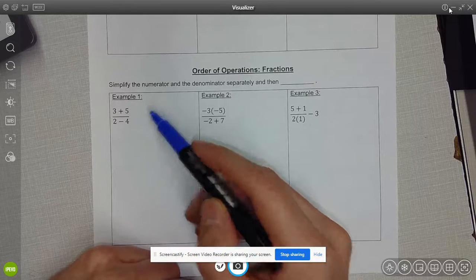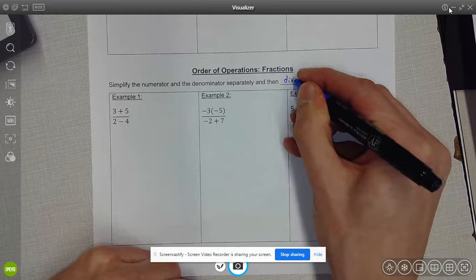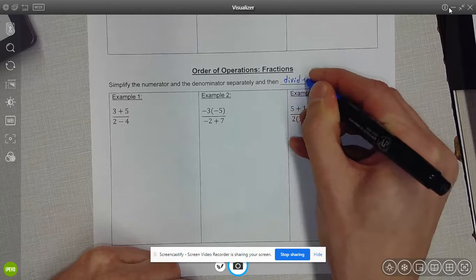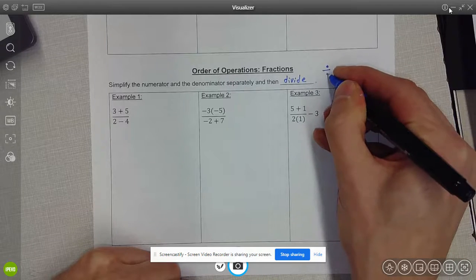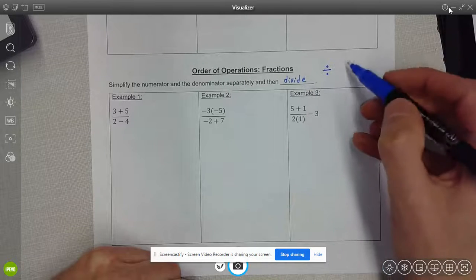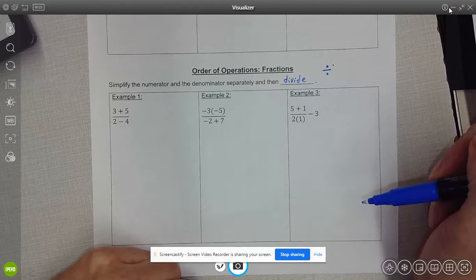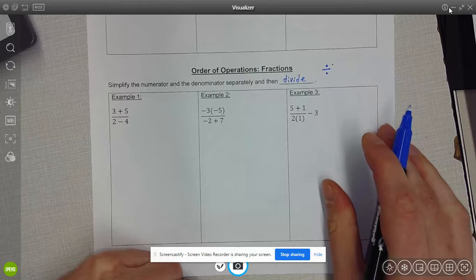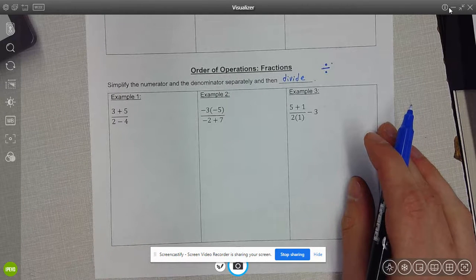And then remember that fractions just mean divide. If you think about the division symbol, it almost looks like a fraction with one dot in the numerator and one dot in the denominator. So that's one way to remember that if I have a fraction, it just means that I'm dividing the top by the bottom, the numerator by the denominator.